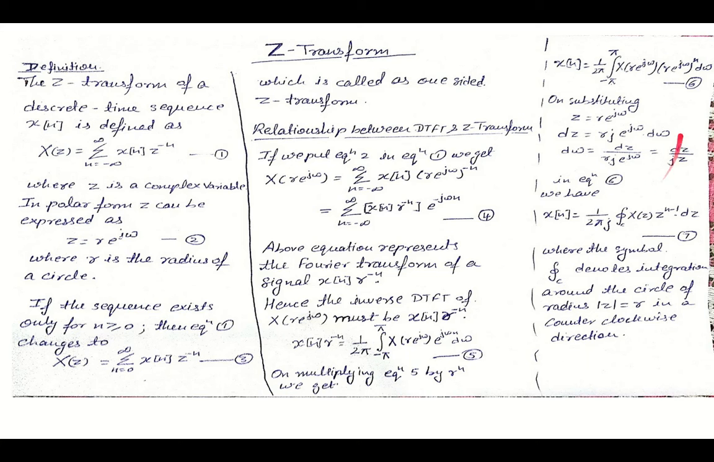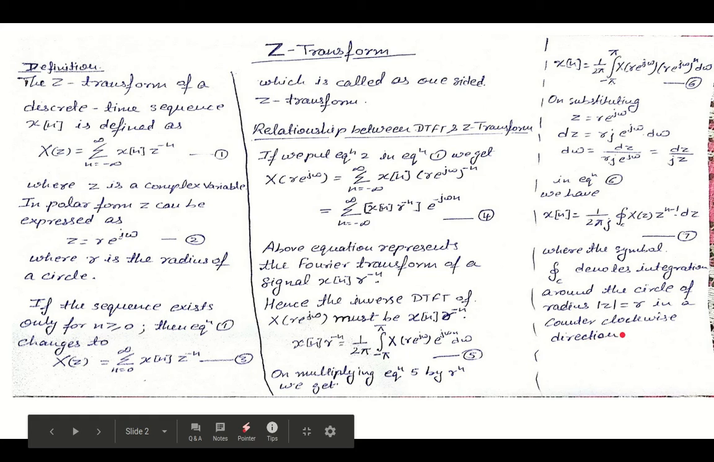Now if I put this in equation number 6, then my result for the inverse x[n] will be equal to 1 upon 2 pi j contour integral of X(z) z to the power n minus 1 into dz. I have put a contour integral over here which reflects that this integration is for a circle where the radius of this circle is nothing but mod z, and this is calculated in the counterclockwise direction.